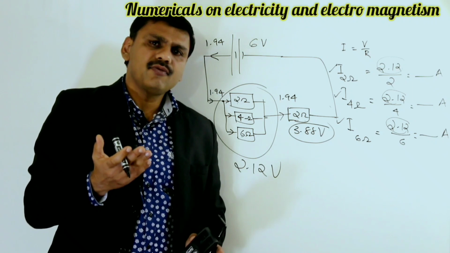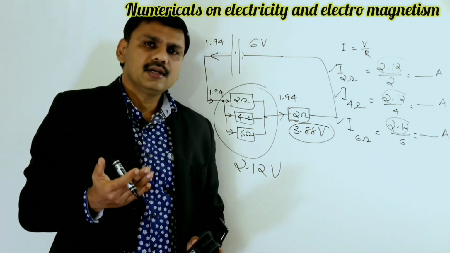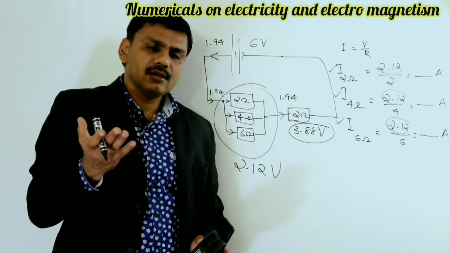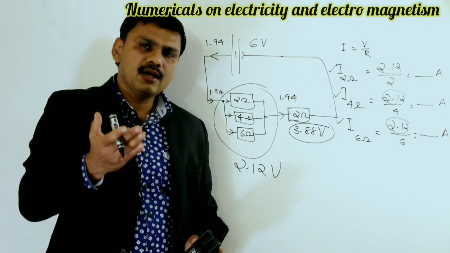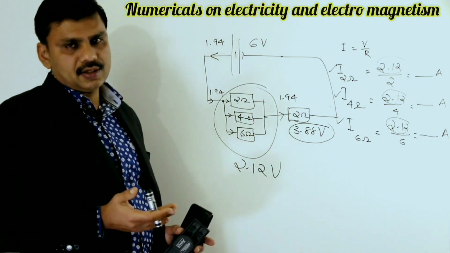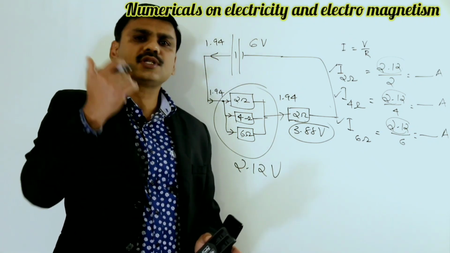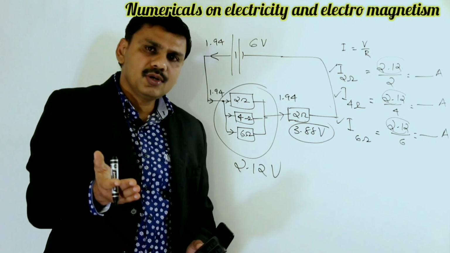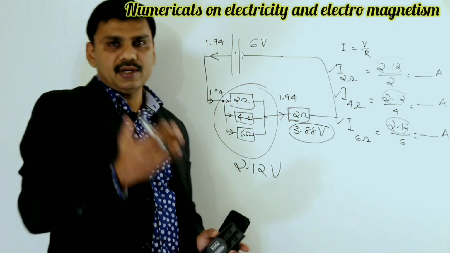Then the question can ask, what is the total current in this circuit? How will you find it? In the question, if it is giving the total voltage, so current equals voltage divided by resistance. Total voltage divided by total resistance. You already calculated total resistance. Voltage is given in the question paper. So take the ratio, you will get the current that you express in ampere.